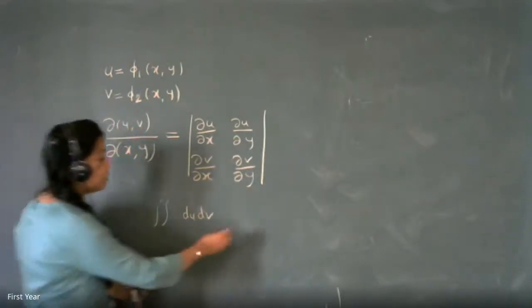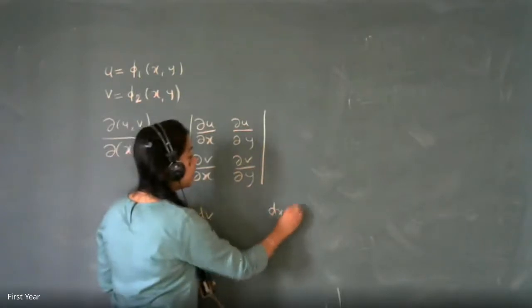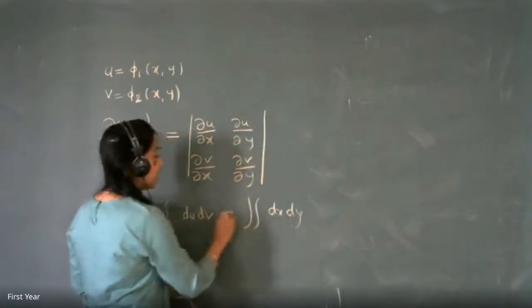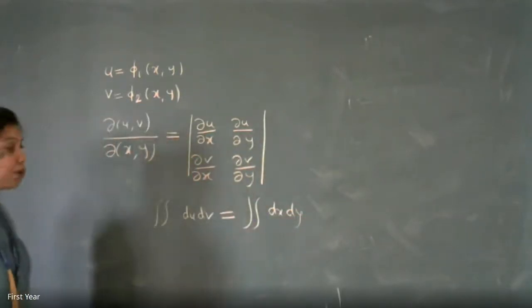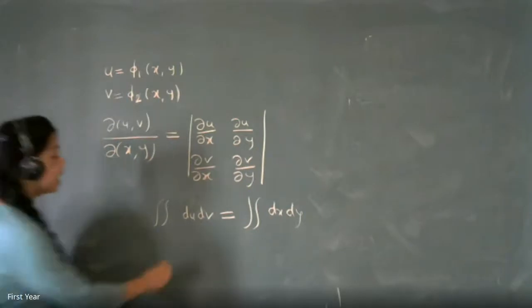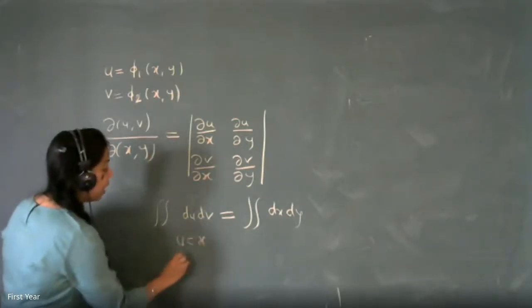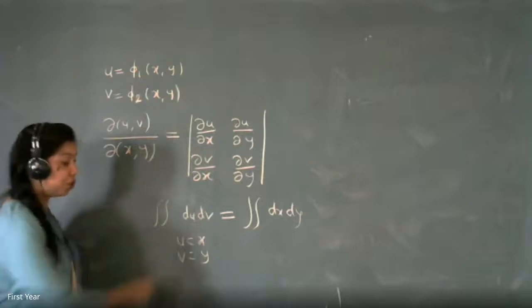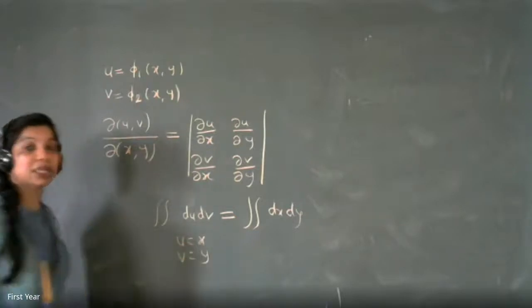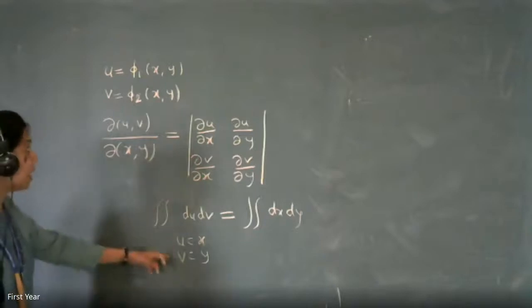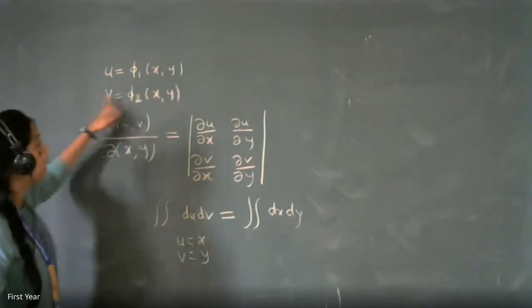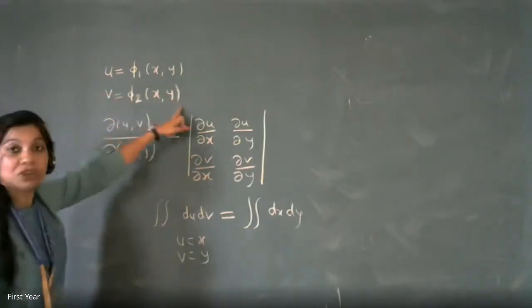So du dv, can I directly write it as dx dy? ऐसे लिख सकते हैं क्या? du dv is equal to integration dx dy. ये कब लिख सकते हैं? If u is equal to x and v is equal to y. So du will be dx, dv will be dy, isn't it? Yes. Okay, but it is not given like this. It is some function of x, y, u, and v is also some function of x, y.